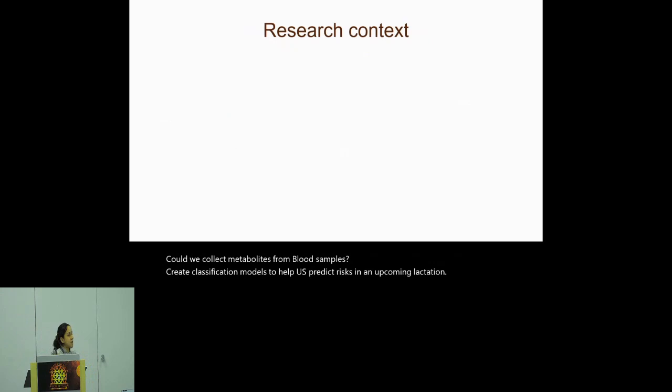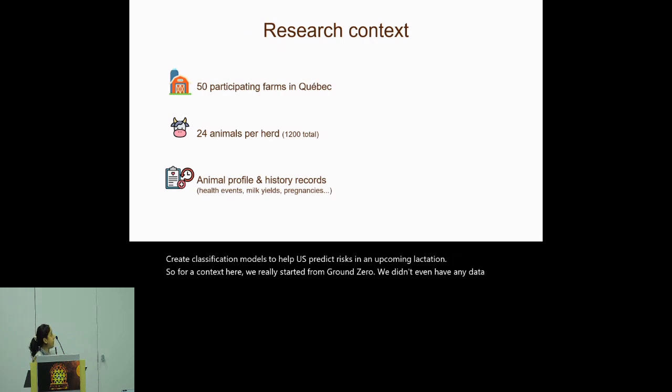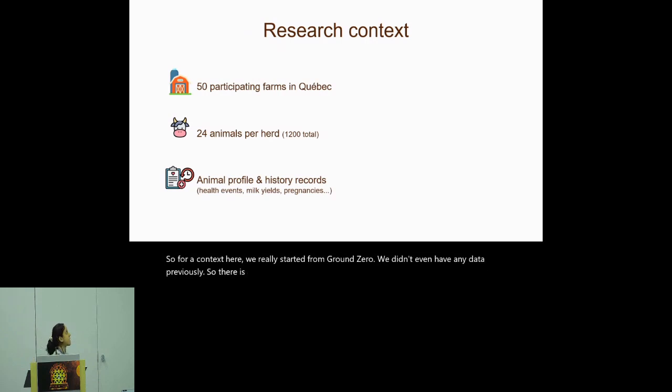For our context here, we really started from ground zero. We didn't even have any data previously. There is a total of 50 participating farms in the province of Quebec, with an average of 24 animals per herd, so 1,200 in total.